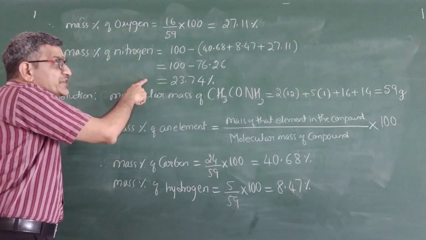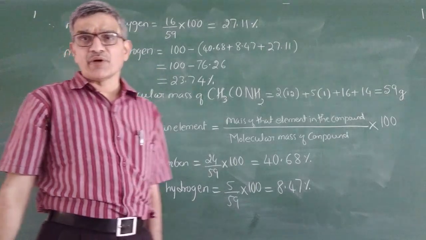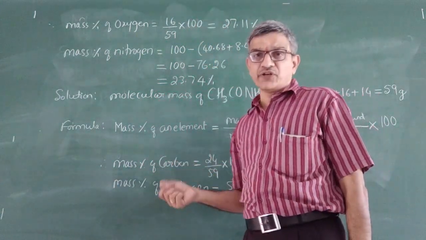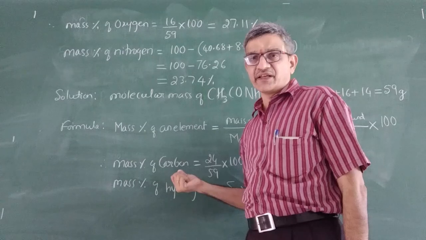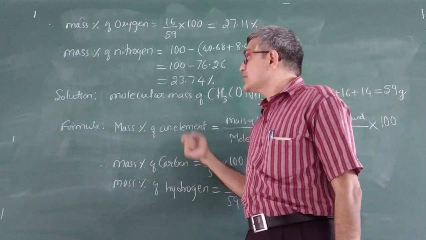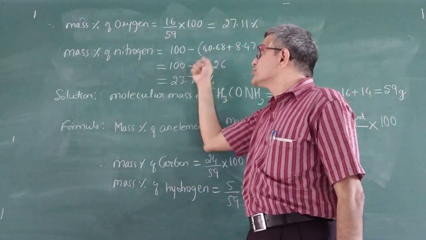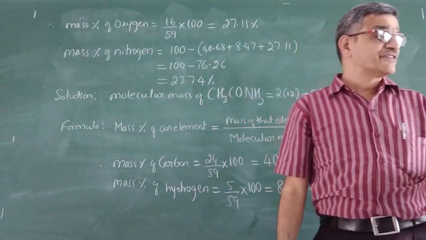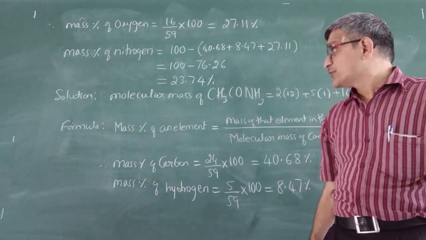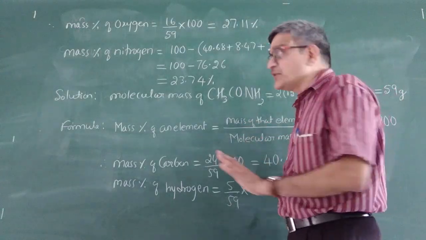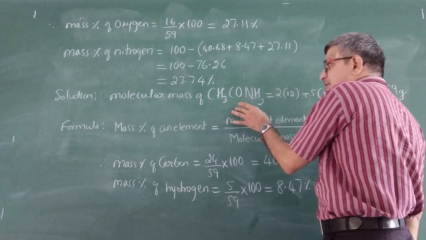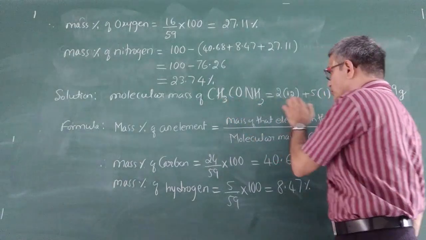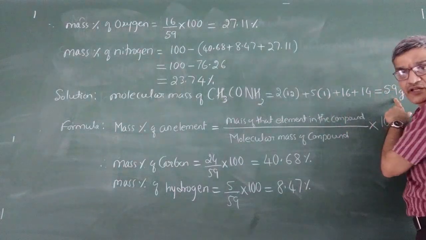Why have I done it like this? Because in some numerical problems they will mention that rest is oxygen, rest is nitrogen, rest is chlorine, rest is carbon. Rest means you have to take 100 minus the individual elements. Okay, so this is the calculation of percentage. I hope you have followed. What do you have to do? The steps: first, the molecular mass. We know how to calculate the molecular mass. If you know the atomic masses, you have to add them. That gives you the molecular mass.